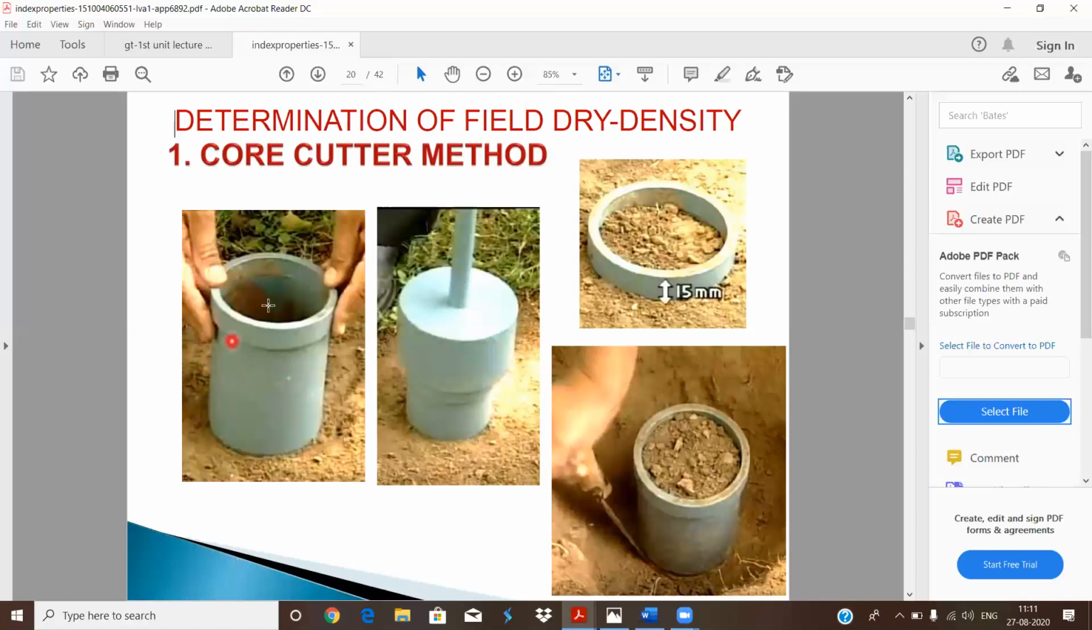In this method, first we apply grease inside the core cutter. Initially the top surface of the soil is removed to some depth, because in natural conditions you have to remove impurities from the top surface. If you have a compacted soil, you can directly place the core cutter on top of the soil. After placing the core cutter, you have to provide the dolly on top, because if the rammer is placed directly on the core cutter, it may damage it. So to avoid damage to the core cutter, we provide the dolly on top.